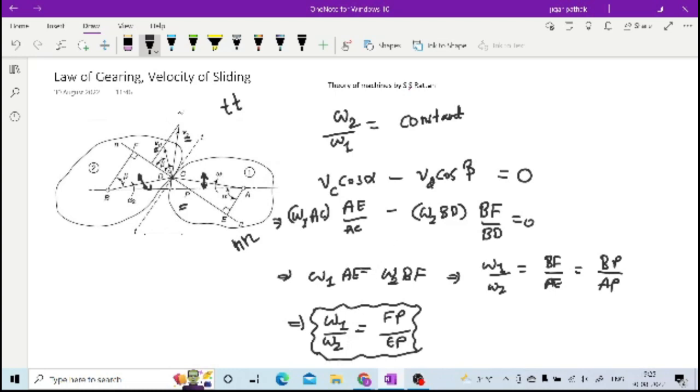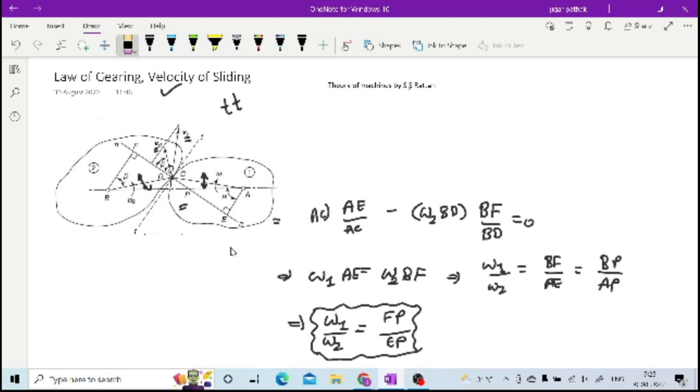Now one more important thing is, as you have taken the components of velocity along the common normal, if you take the components of velocity along the tangent, then you will have a velocity of sliding, as mentioned here, right? So in order to calculate that velocity of sliding, you are going to consider those components which are along the tangent. So let me first rub this, and then we will find the velocity of sliding. One second.